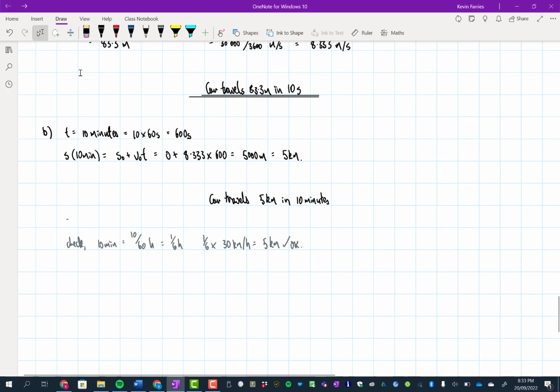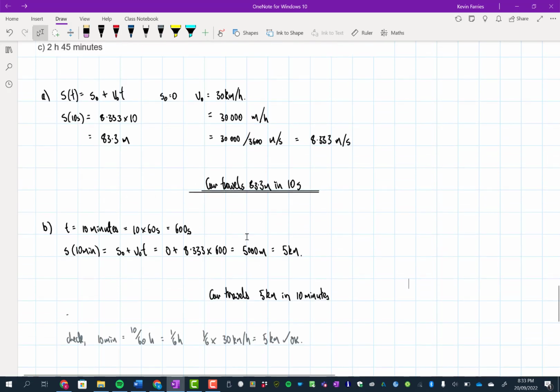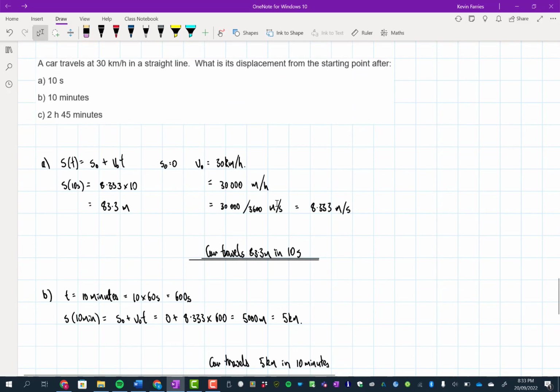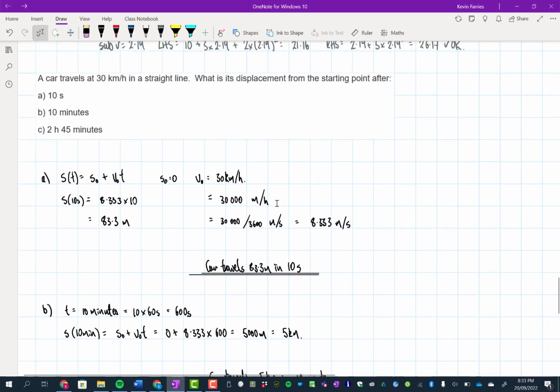Okay, so we could have done it either way. We could have changed that 10 minutes to hours first, or we can use the fact that we've already done this in meters per second, so we can calculate 10 minutes in seconds and use this 8.333 meters per second. Or we can use this 1/6 of an hour, and it's traveling at 30 kilometers per hour. Okay, last one.